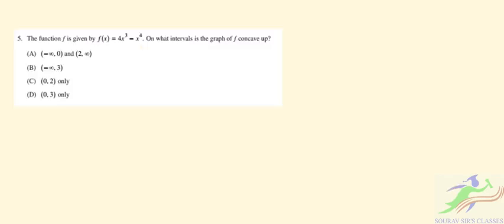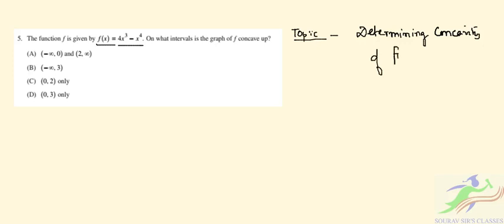So question number 5 is saying that the function f is given by f(x) equals 4x cube minus x to the power 4. On what intervals is the graph of f concave up? So first we have to identify which topic the question is from. So it is determining concavity of functions over their domains. So this is the topic.